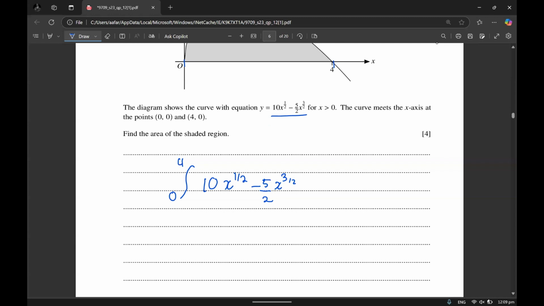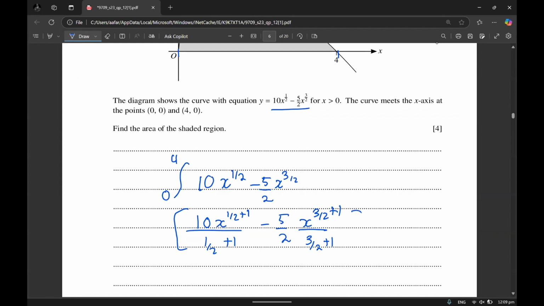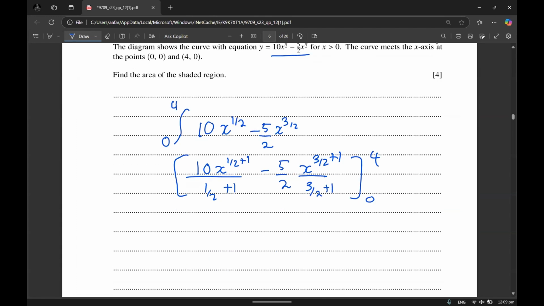So now we just integrate it. We can integrate both terms separately. 10 times x to the power of 1 over 2 plus 1, divided by half plus 1, minus 5 over 2 times x to the power of 3 over 2 plus 1, divided by 3 over 2 plus 1, which is 5 over 2 basically, from 0 to 4. So what we get is 10 divided by 3 over 2 times x to the power 3 over 2, minus 5 over 2 times x to the power 5 over 2.